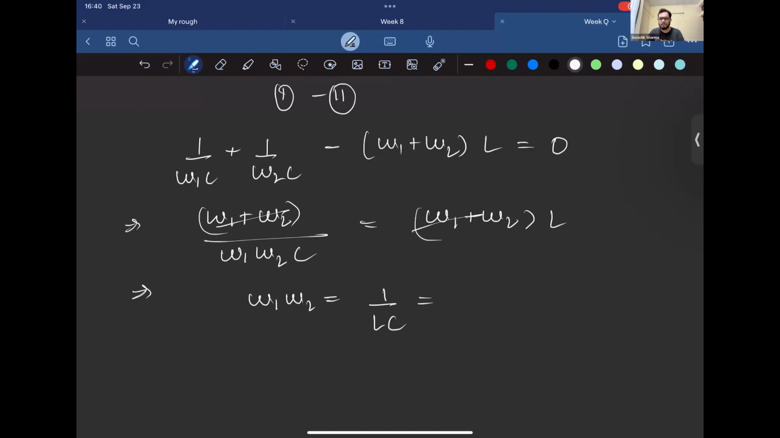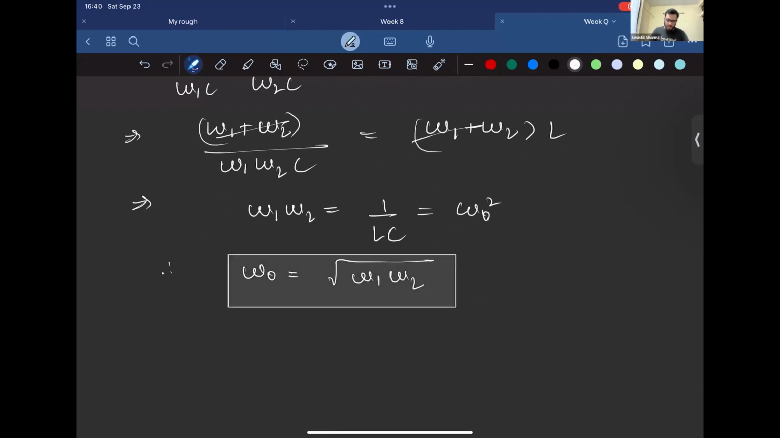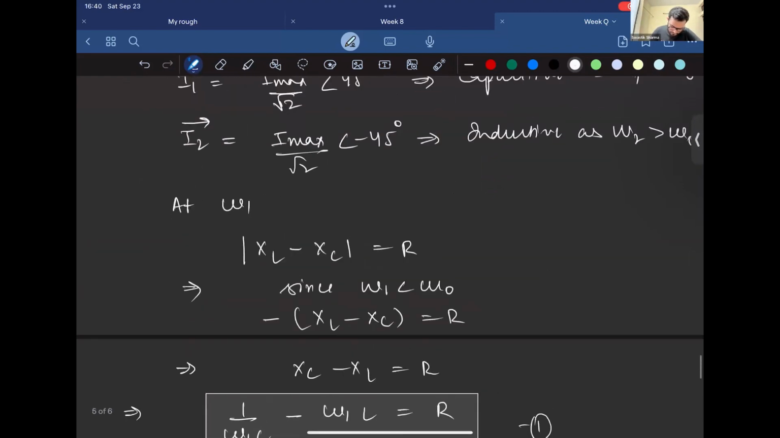What is 1 over LC? Omega naught square, right? So that means omega naught is the geometric mean of the half power frequencies. You have to remember this. If a question comes and they have given you just the half power frequencies and you need to find out the resonant frequency, how will you find it? It would be found only by using this relation, right?